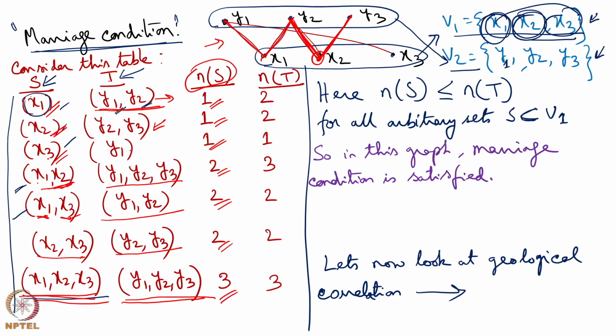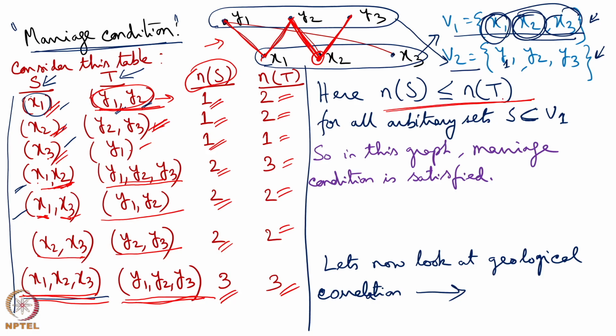Now, I look at the NT: this has two elements, this has two elements, this has one element, this has three elements, this has two elements, this has two elements and that has three elements. Now, if this condition is satisfied, then we say that the marriage condition is satisfied. That means every vertex in xi can be linked with yi without any problem. NS is less than or equal to NT.